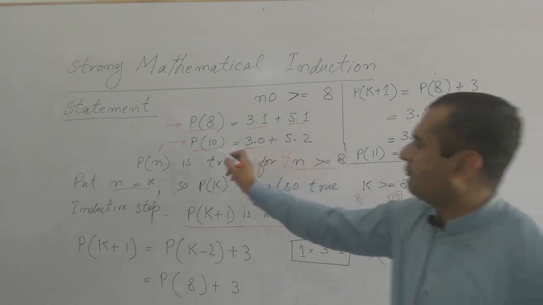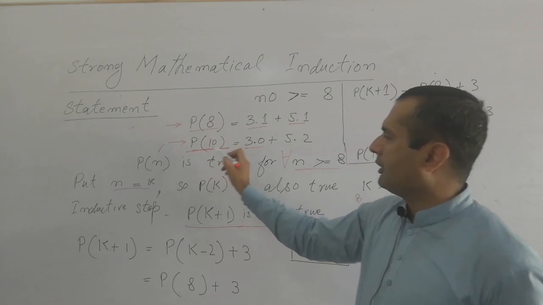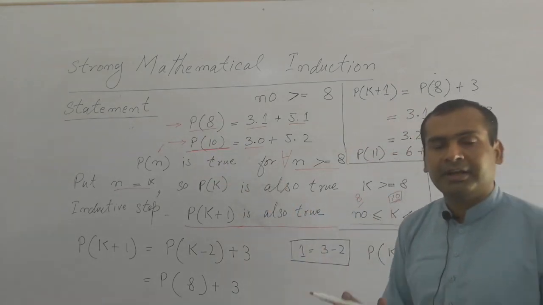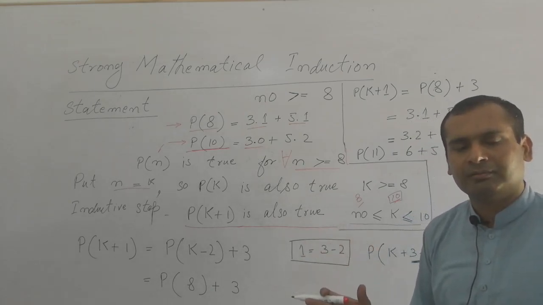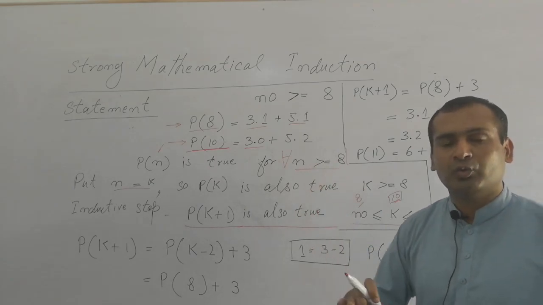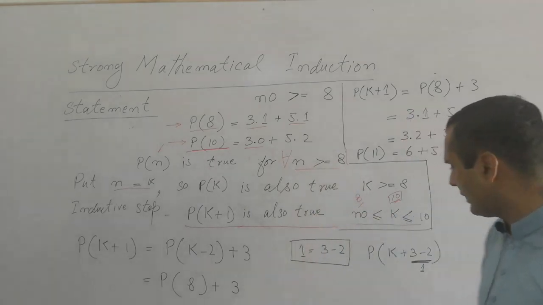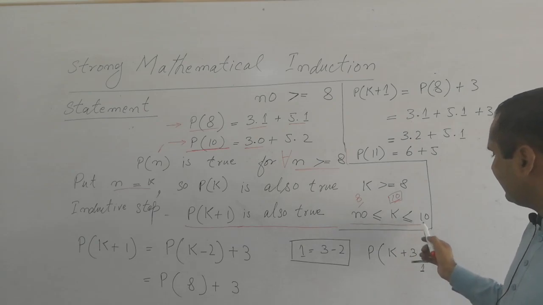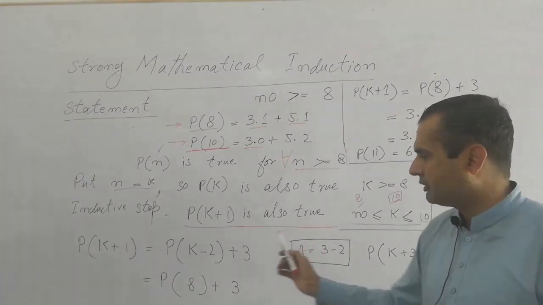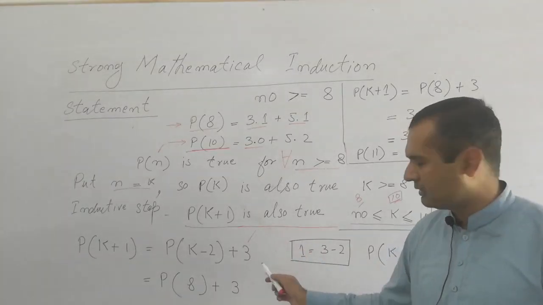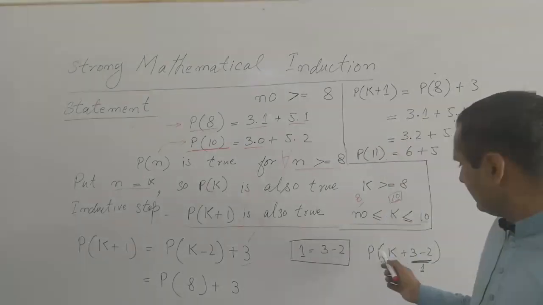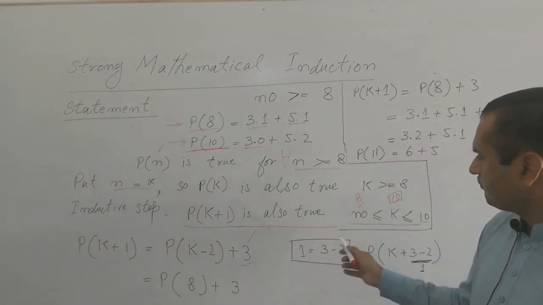Why? Because we have proved up till now in our basic steps. We proved for 8, for 9, for 10, for 11. So these are our basic steps. Now we need to move to the further step. Why I kept 10? Because I need a form of this equation where 3 or 5 comes, because 3 and 5 are our constants. So I will describe it shortly.